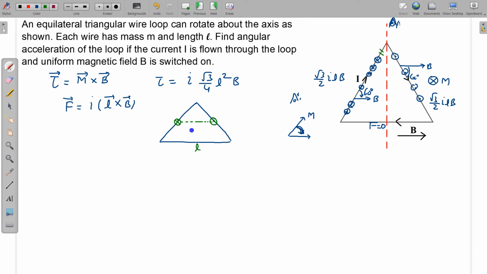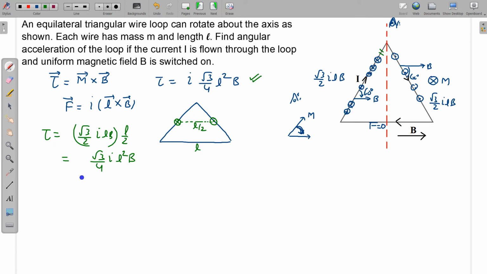These are the two forces, and the distance between the two lines of action is this; if the side is L, then this distance is obviously L by 2. So the torque due to this force couple is the magnitude of one of the forces, √3 by 2 ILB, times the distance L by 2, which is √3 by 4 IL square B. So the torque can be calculated using the direct formula M cross B, or you can also find the torque using this.